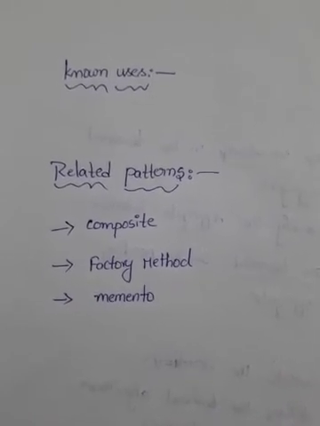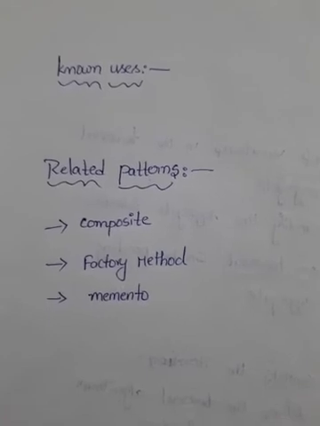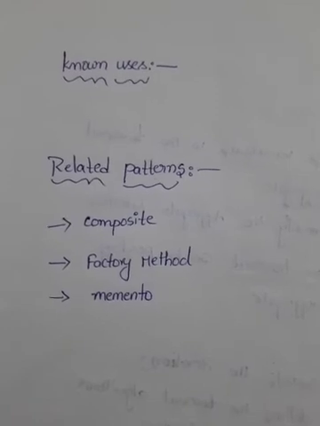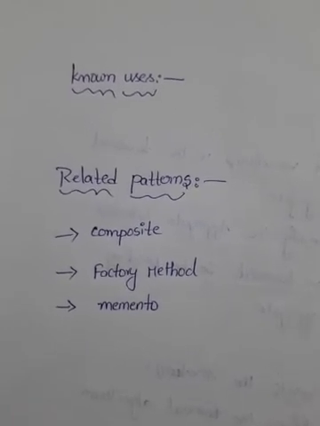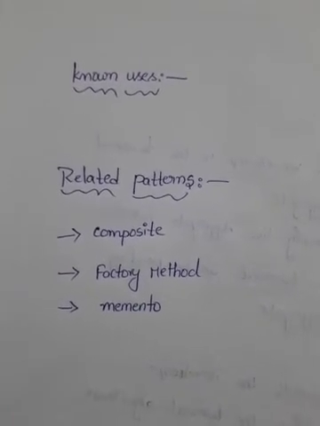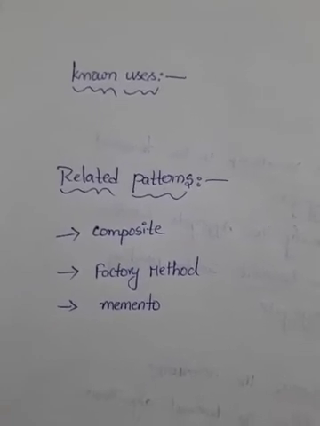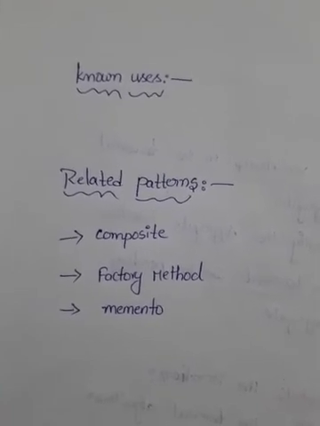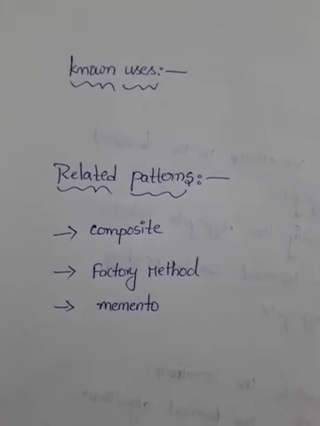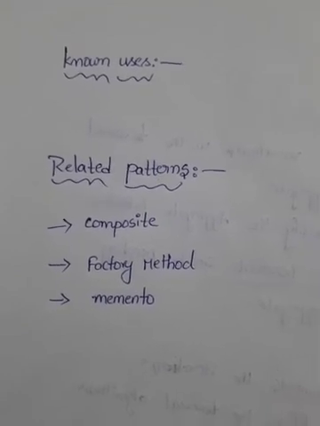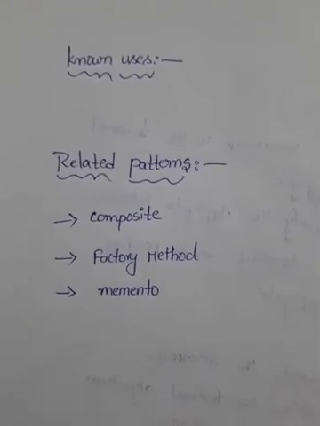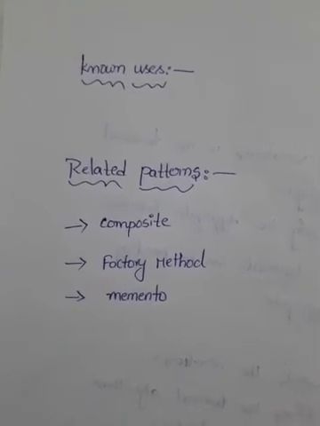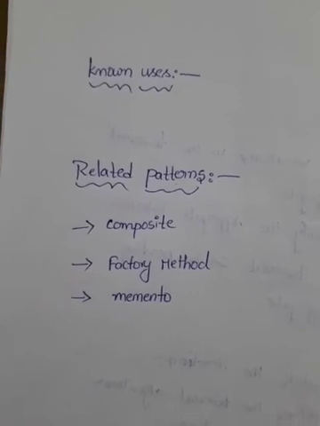And the next one is factory method. Polymorphic iterators rely on factory methods to instantiate the appropriate iterator subclasses. So, this factory method is also a related pattern to our iterator pattern. And the next one is memento, which is often used in conjunction with the iterator pattern. An iterator can use a memento to capture the state of an iteration. The iterator stores the memento internally. So, this memento pattern is also one of the related patterns to the iterator pattern.